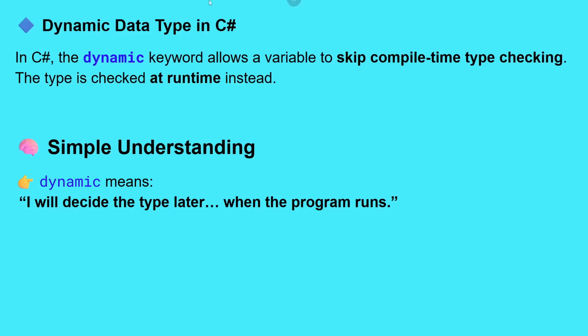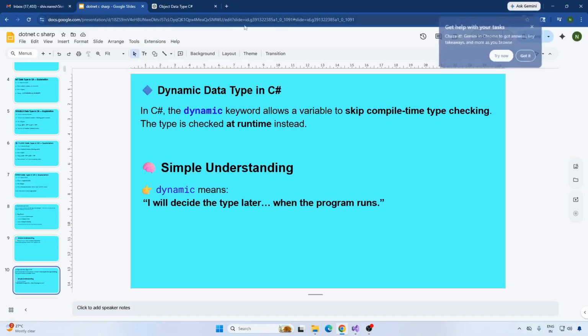Today we are going to learn about the dynamic data type in C Sharp. In C Sharp, the dynamic keyword allows a variable to skip compile time type checking. The type is checked at runtime instead. Simple understanding: dynamic means I will decide the type later when the program runs. So friends, let's dive into the code. We'll see what it is.